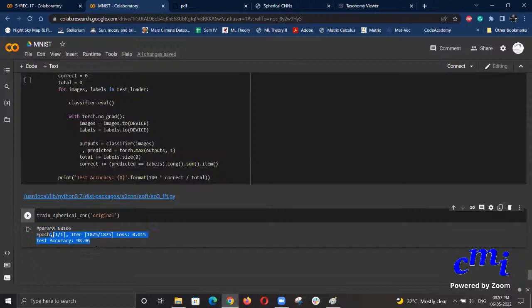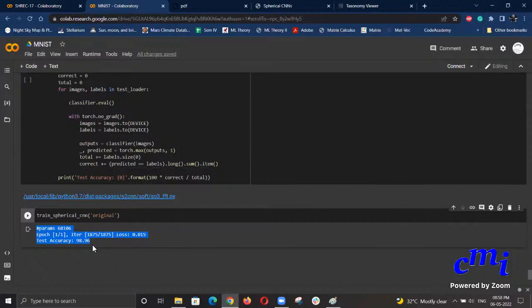How much time did the spherical CNN take? Spherical CNN, ma'am, one epoch took around half an hour, on the CPU I think. But ma'am, the benefit is that we do not have to run that many epochs.